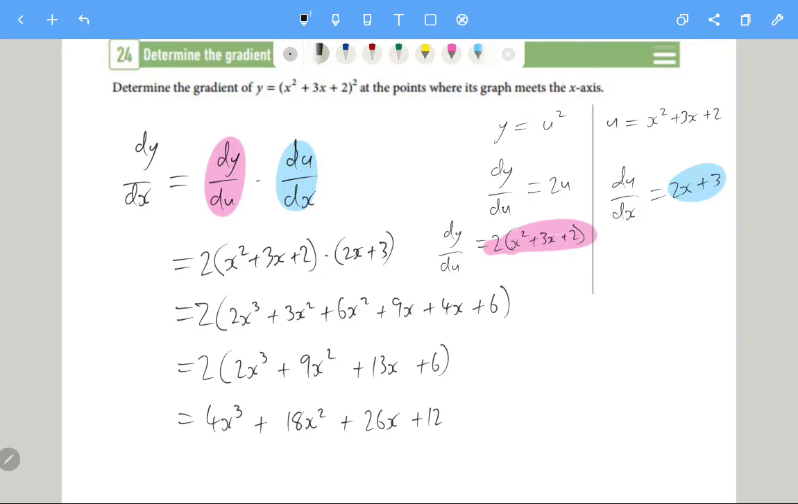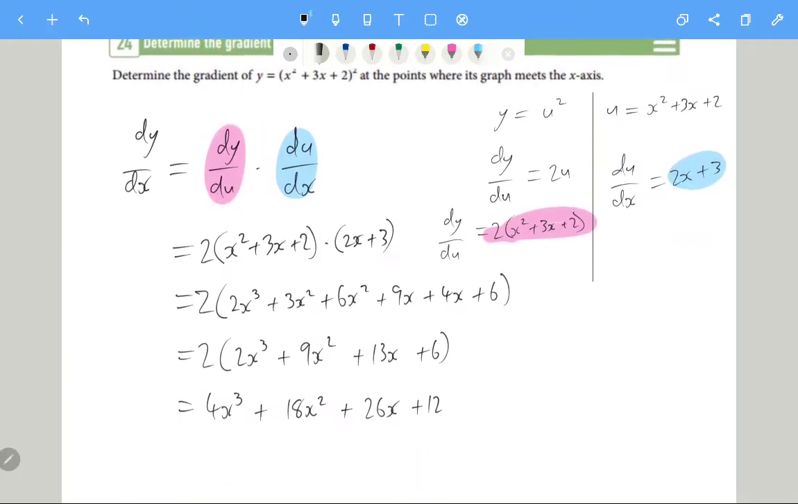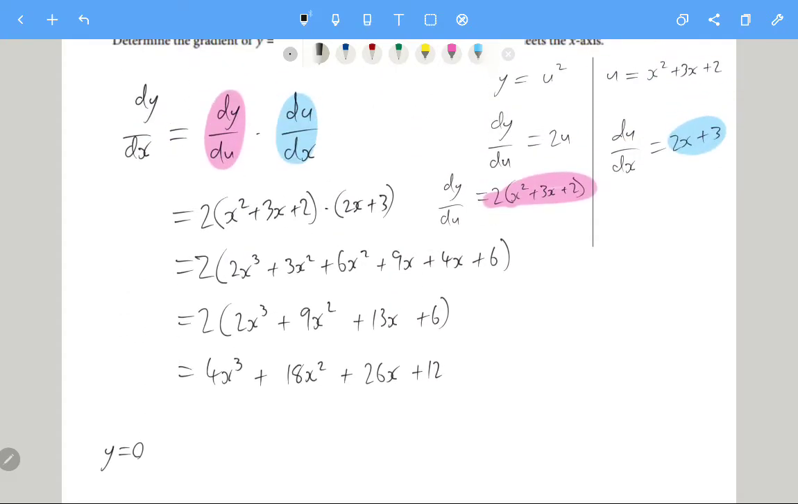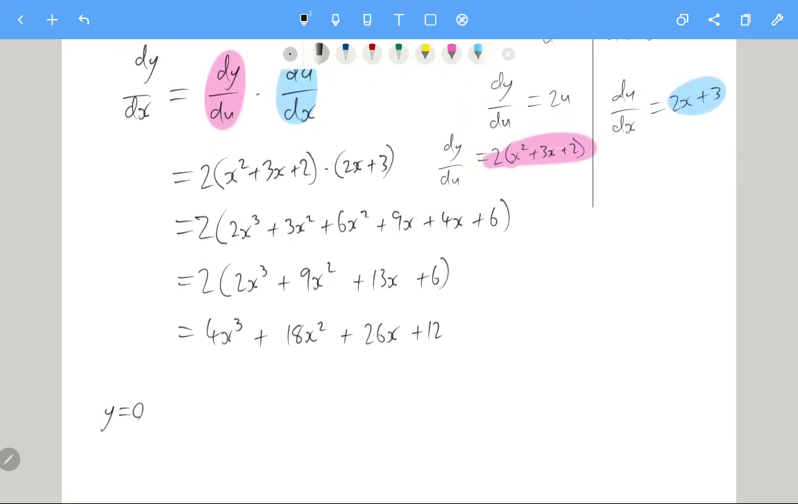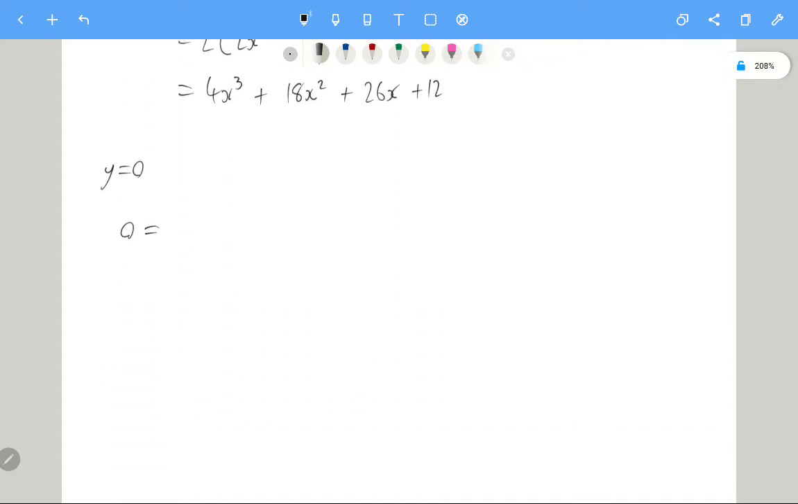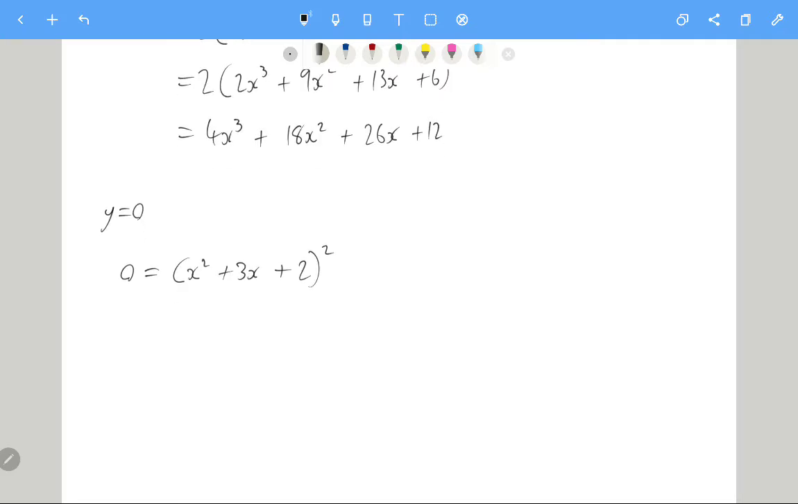Then it asks us to determine the gradient of this function at the points where its graph meets the x-axis. So when things meet the x-axis, that means when y is equal to 0. And so we're not solving on our gradient function yet, we're actually solving on the original function. In order to solve this, it's always good to factorize things further. So let's factorize the inner.